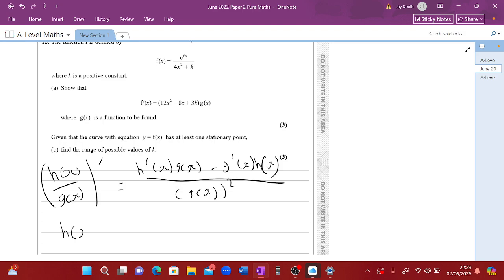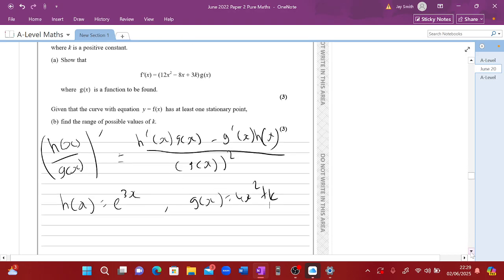So then h of x is going to be the top one, e to the 3x. g of x is also going to be 4x squared plus k. And then we need to compute the derivatives, which is actually not too bad. h dash of x is going to be 3e to the 3x. Hopefully you can see that. And then g dash of x is going to be 8x, and the k goes away as the constant.